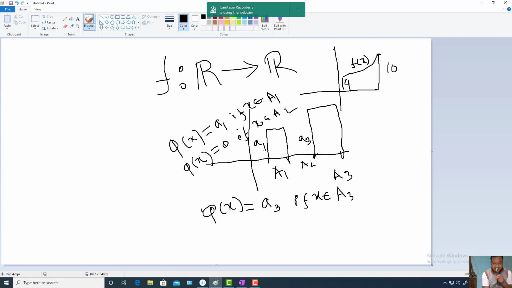In the set A1 the function takes the value a1. In the set A2 the function takes the value a2, which is equal to 0. In the set A3 the function takes the value a3. So there are only 3 values the function takes: a1, a2 equal to 0, and a3. Such a function we call a simple function. It takes only finitely many distinct values, a1, a2, a3, in this example.